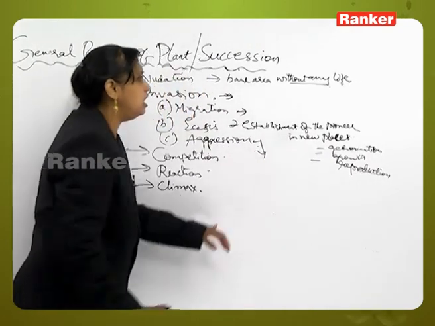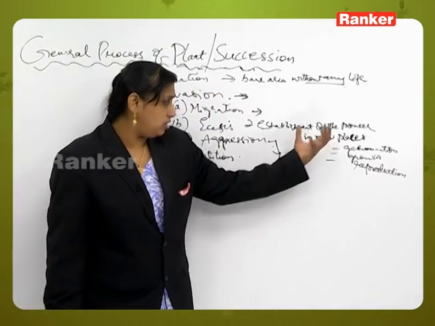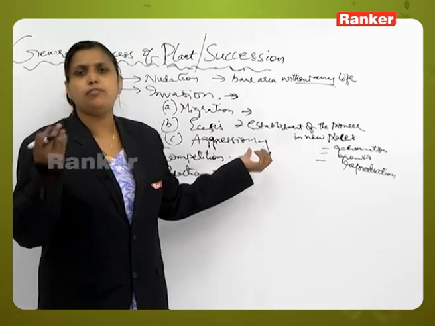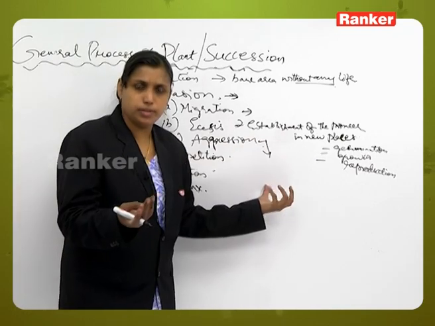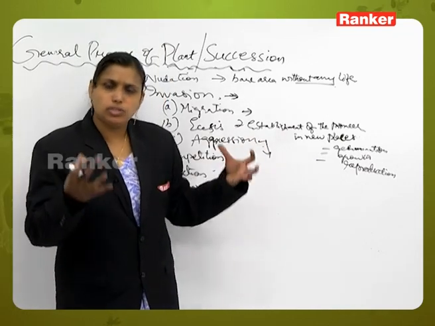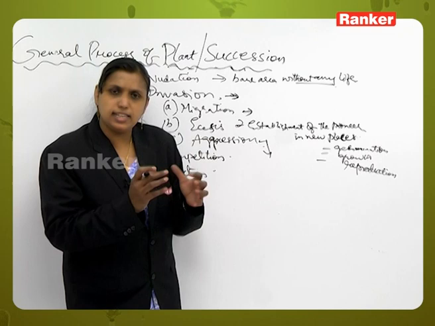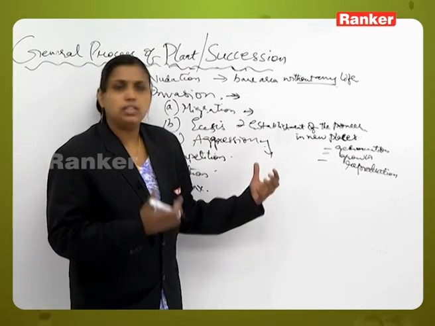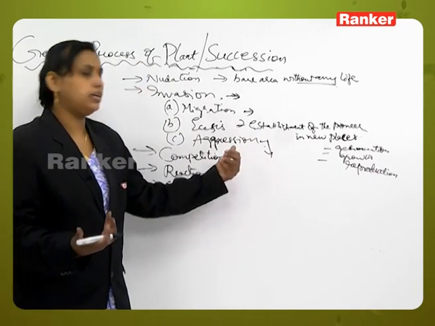Now aggregation follows ecesis. After getting established in that pioneer area, they show development. Flowers may develop, fruits may develop, seeds may develop. Totally they get established there and start developing. They give fruits, they multiply, they divide, they reproduce. All that process comes under aggregation.